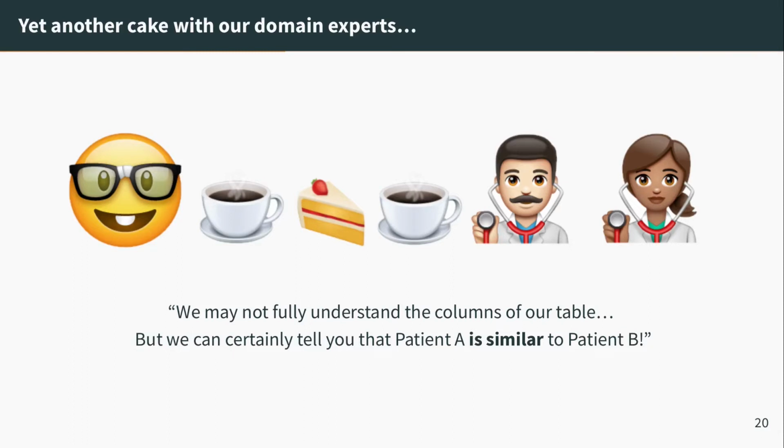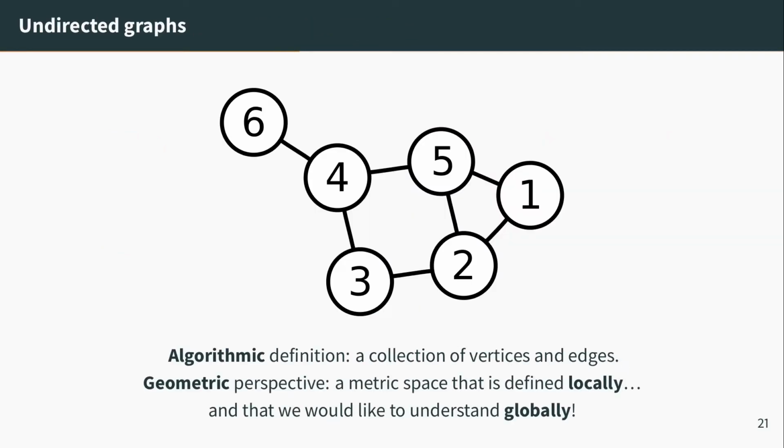But instead, we can definitely tell you that patient A is similar to patient B. Maybe instead of describing patients as vectors in a space that we do not completely understand, they are more comfortable describing them as nodes in a space and drawing explicit edges between them. So they have this picture of the space of patients, or at least implicitly, where this is patient 1, this is patient 2, 3, 4, 5, 6.